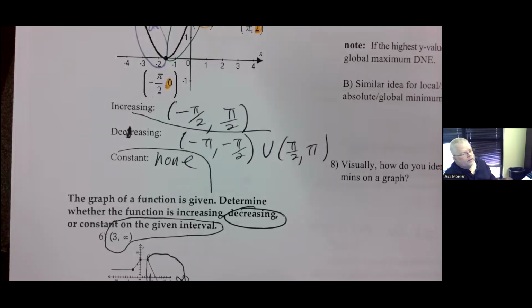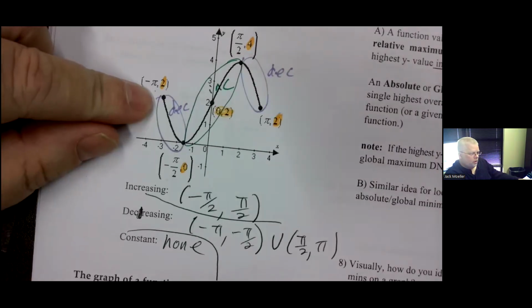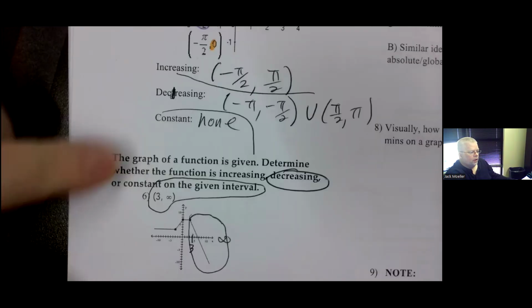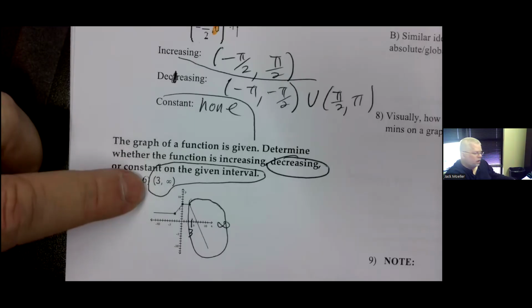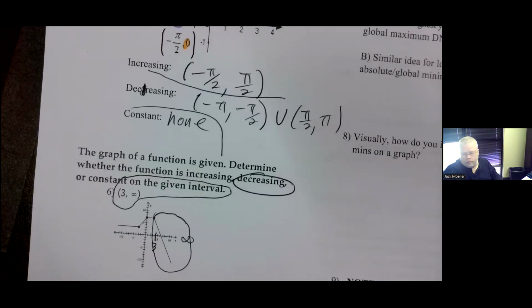So those are the two ways in MyMathLab you're going to have to answer these questions. Either they're going to give you the picture and then just say, where is it increasing, decreasing, or constant? Or they're going to give you the graph and one interval, and they want to know for that interval, is it increasing, decreasing, or constant? And like I said, once we get through all the notes here, then we'll get into MyMathLab, and I'll show you that more specifically.